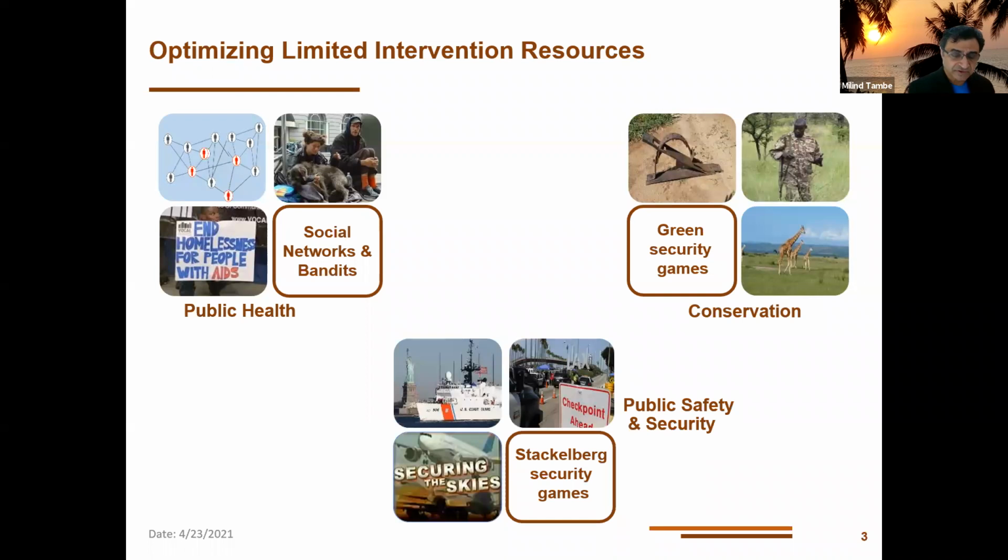In the past, we have also worked on public safety and security, contributing a new model called Stackelberg security games, and contributing new algorithms based on this model that have been used by security agencies in the United States, such as the Federal Air Marshals, the Coast Guard, and others. These are the first applications of computational game theory for operational security. But today, given the limited time, I'll limit myself towards the work we've done in public health and conservation.